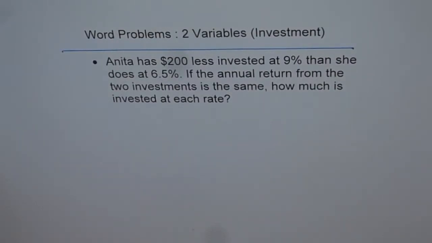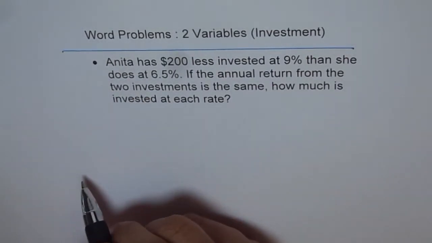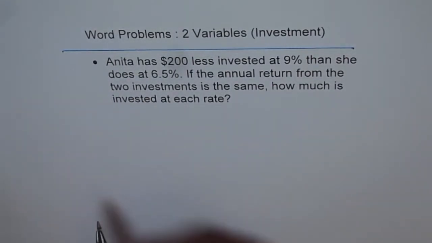Now let's try to understand how to solve problems with investment where the rate of interest is given to us. The question is: Anita has $200 less invested at 9% than she does at 6.5%. If the annual return from the two investments is the same, how much is invested at each rate?